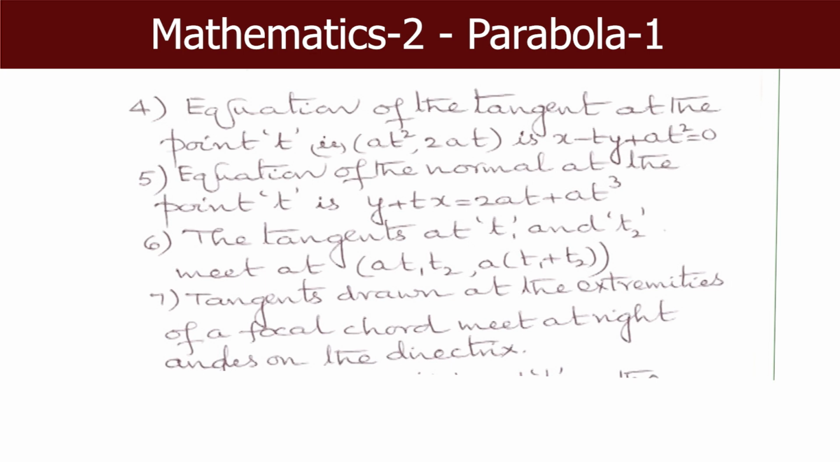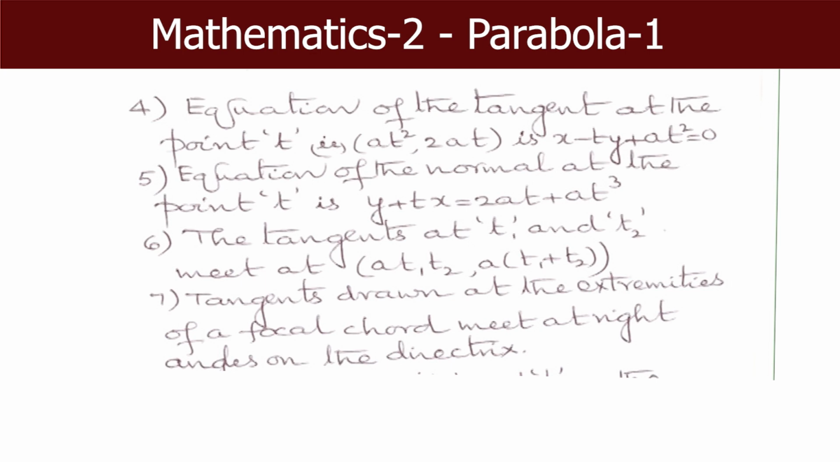The tangents at t1 and t2 meet at the point a t1 t2, a into t1 plus t2, because there are no horizontal tangents. Every pair of tangents drawn to the parabola y square equal to 4ax always meet. No two tangents drawn to the parabola are parallel. So their point of intersection is a t1 t2, a into t1 plus t2, also important.